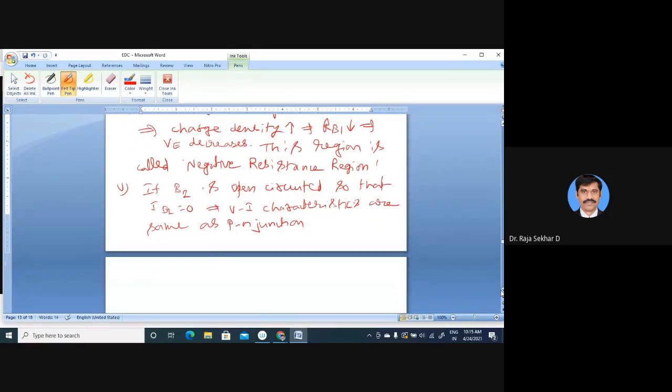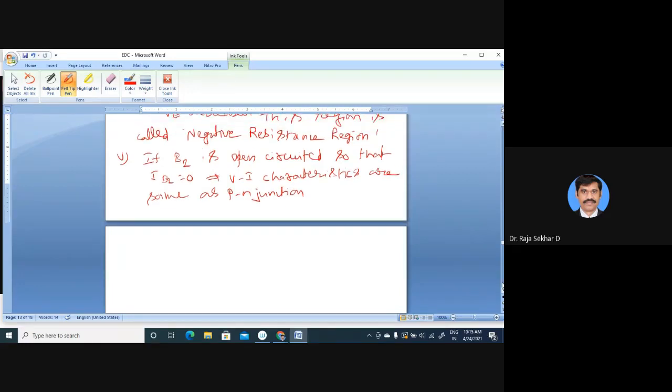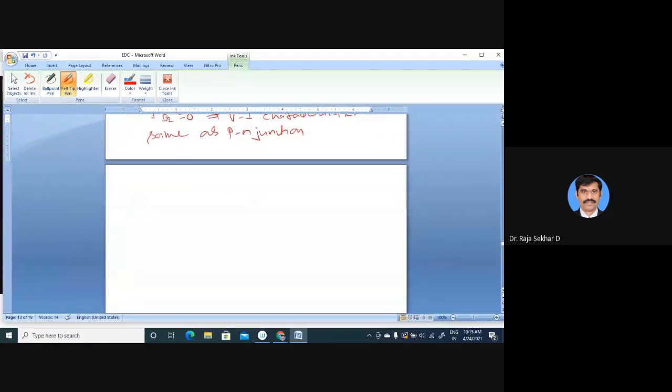Yes, have you noted this? Yes, students. Yes, sir. Now see the graph. V-I characteristics. So depending on these 5 points, you have to draw the V-I characteristics.